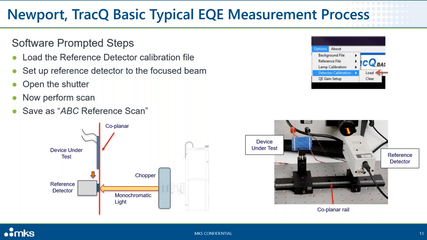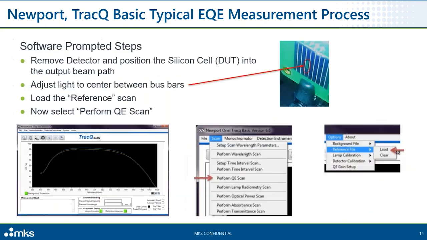You would then be prompted to open up the shutter, and you would perform a scan. And when you do this scan, the scan would be saved. I put here ABC, but you can name it anything you want. You just have to remember what you called it, and that would be your reference scan. So that's what you would do first using the reference detector.